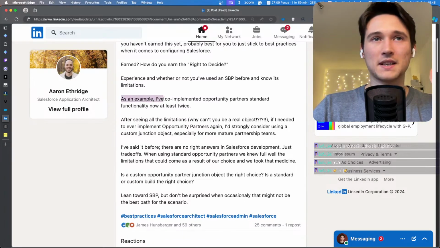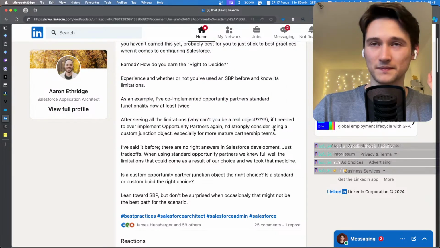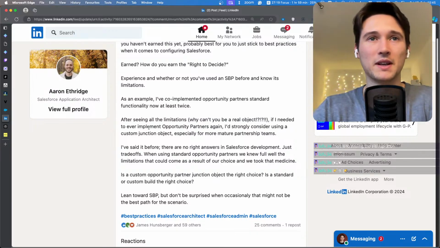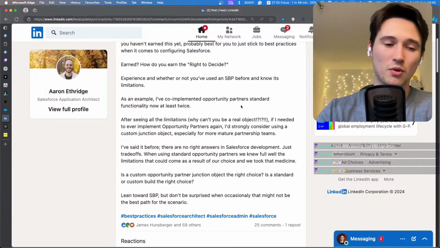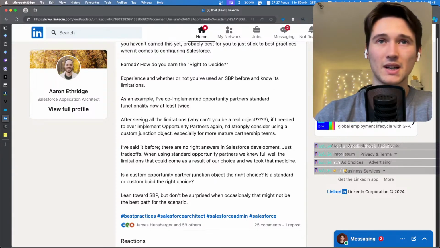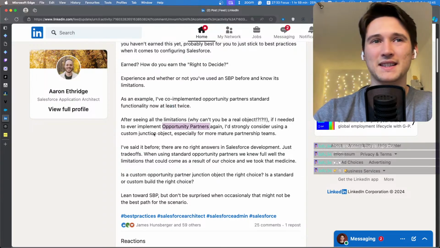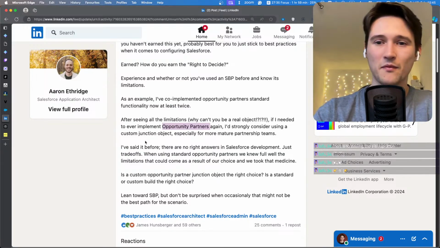As an example, I have implemented the standard opportunity partner functionality at least twice. After seeing all the limitations, why can't you be a real object? If I ever need to implement opportunity partners again, I would strongly consider using a custom junction object, especially for more mature partner teams. I have not implemented opportunity partners that way yet, but that sounds very possible.